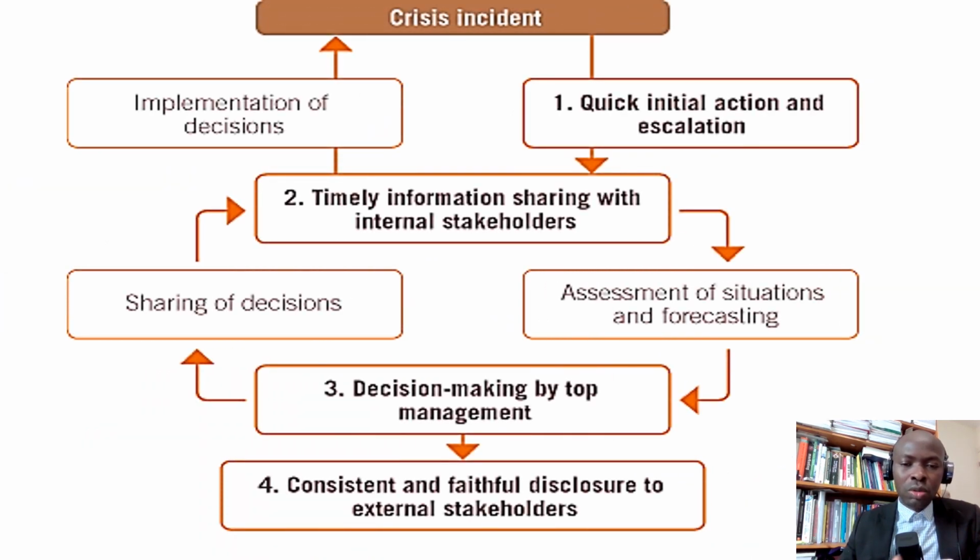So again, I find that within a crisis incident, when a crisis does happen, what usually happens with decision makers is the quick initial actions and escalations can happen at that particular stage. So managers need to take note of that. So timely information sharing with internal stakeholders is absolutely essential. And of course, once that is done, you're looking at assessment of situations and forecasting what is more likely to happen, what is going to be the impact on our business continuity or survival. So that is something that organizations will need to start to work on at that stage.